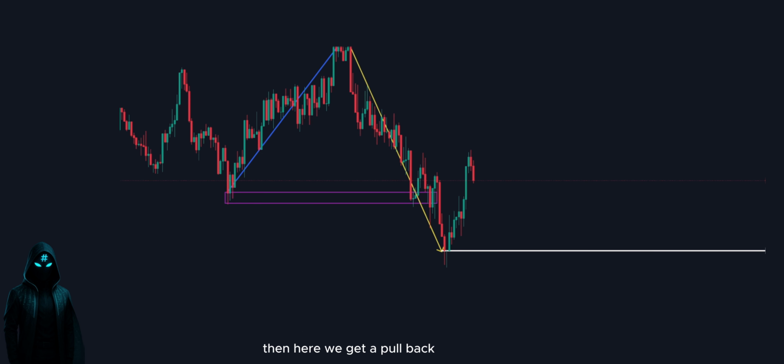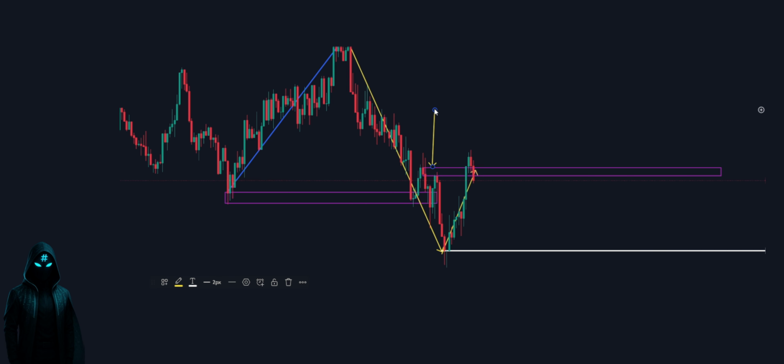Then here we get a pullback, and that pullback is retesting previous zones of resistance. So we are having a point of resistance at this point, and we are having a retest at this point.